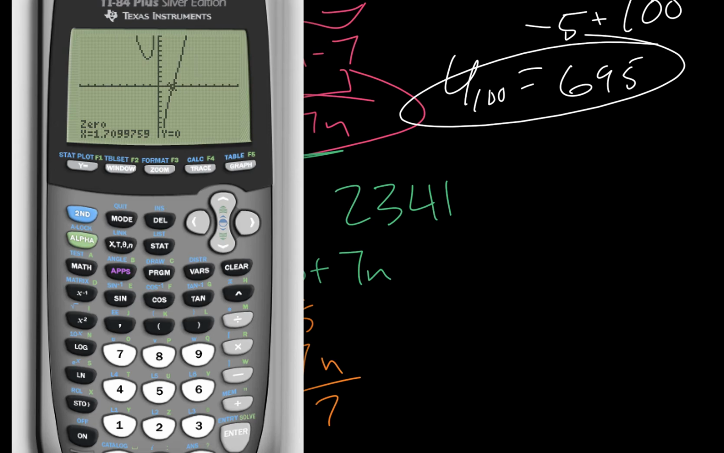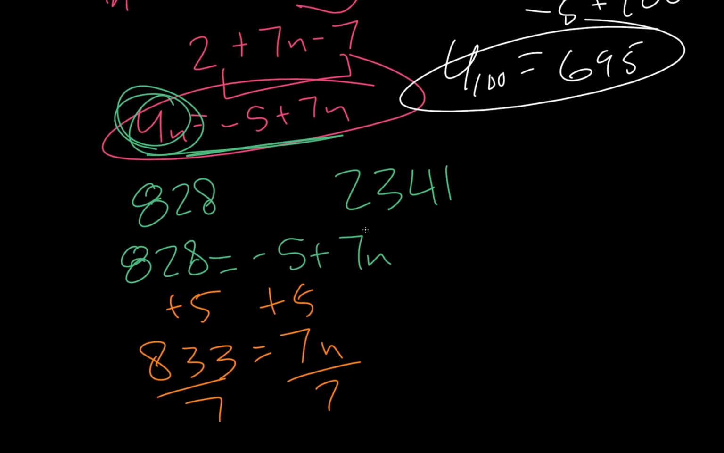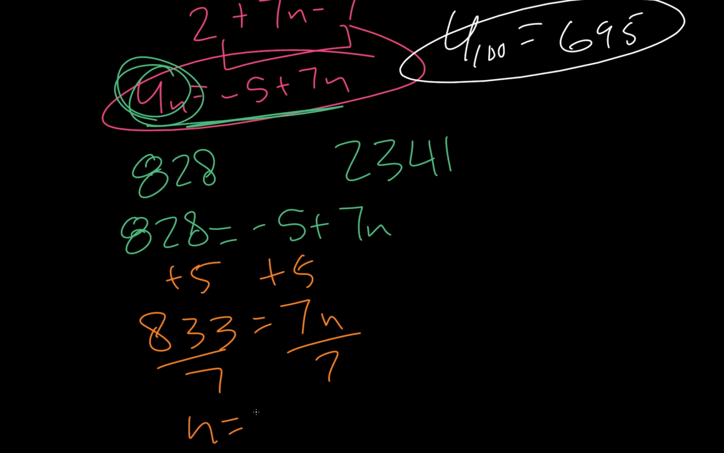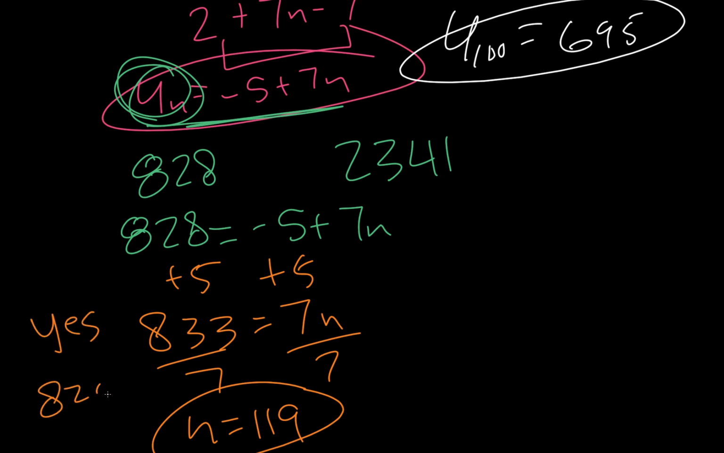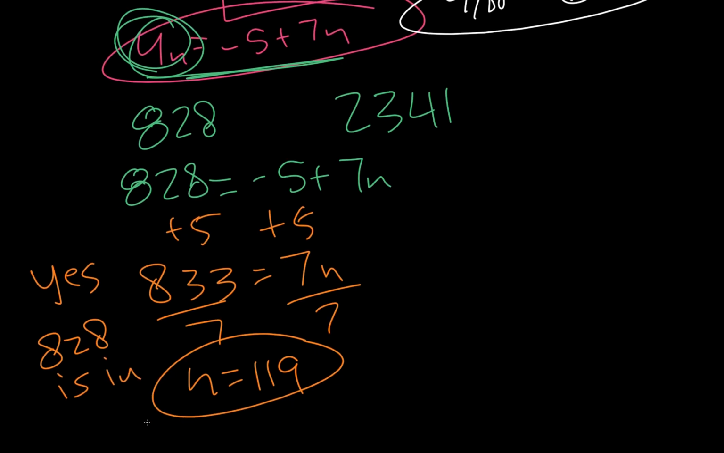It actually ends up being n is 119. And since that's a whole number, we say yes, 828 is in the sequence.